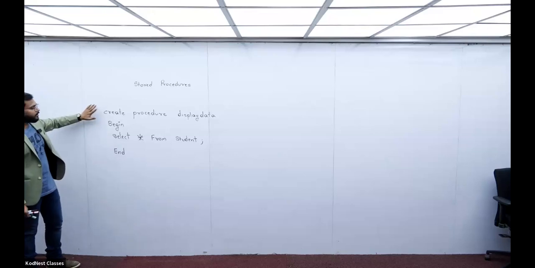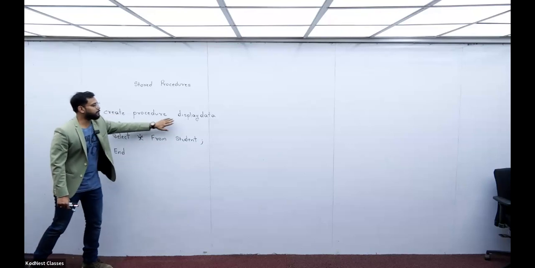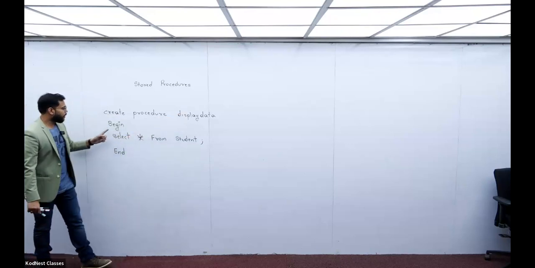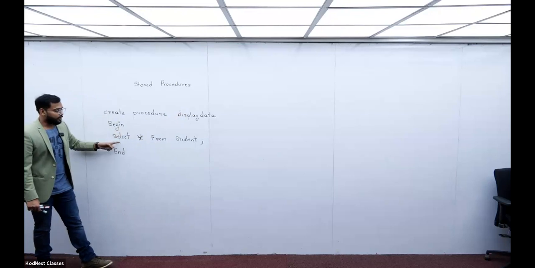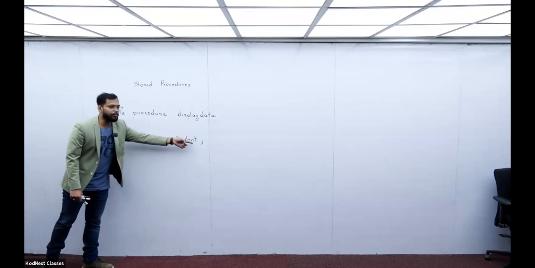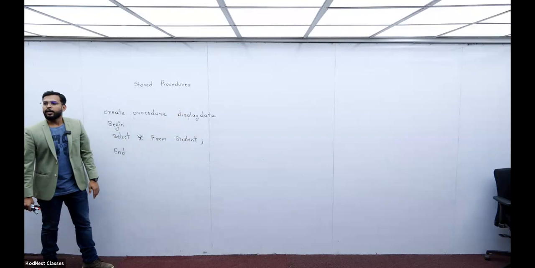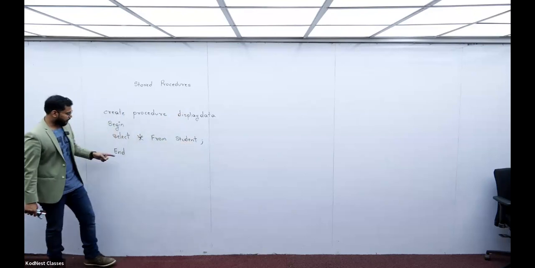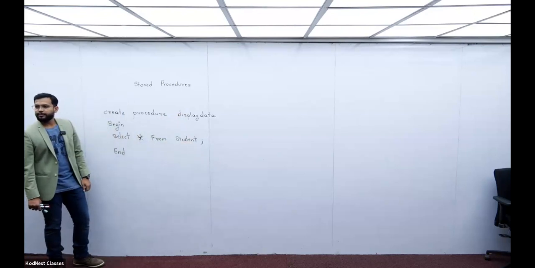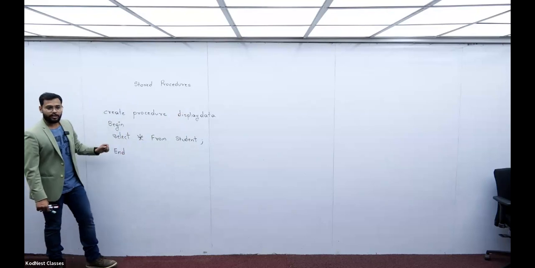How will MySQL read this? Create procedure display data, continue, nothing is there. Begin, continue, nothing is there. Select star from student, semicolon means end the query. If you end the query there, then who will read this end? Are you understanding this? So now this is again a problem.